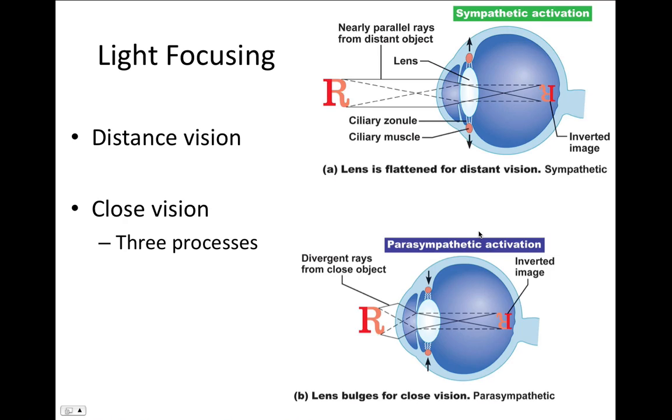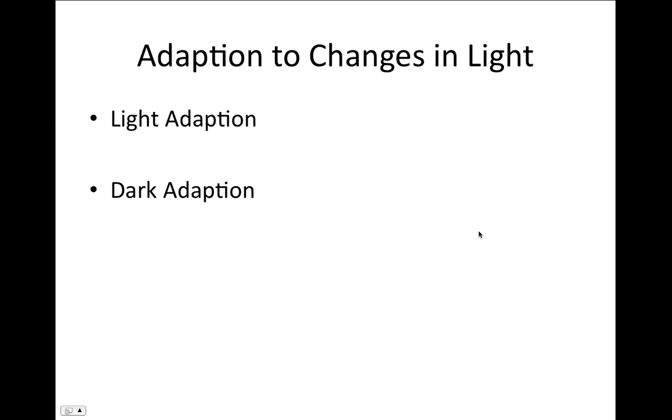Okay, so close vision, accommodation of the lens. Okay, your convergence of the eye, and then it's going to be constriction of the pupils. Okay, how do you adapt to light and how do you adapt to dark? I'm going to ask a question about that, so you need to know at least a couple of different things about light and dark adaptation.